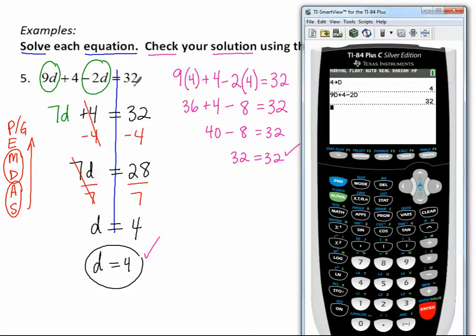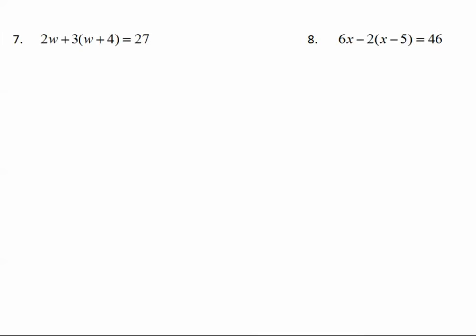Let's try another one. 2w plus 3 times the quantity w plus 4 equals 27. Again, I have an equation to solve. I'm going to draw the line. Now in this one, first we need to distribute. Distribute the positive 3 to both of the terms in the quantity. Let's rewrite what we have.